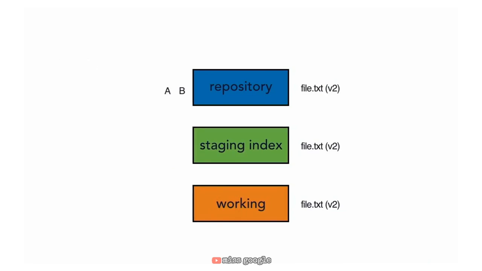And then the same thing would be true if we made a 3rd set of changes called C. We would use git add to push those to the staging index and then git commit to push them into the repository.